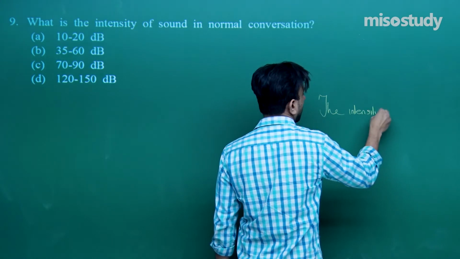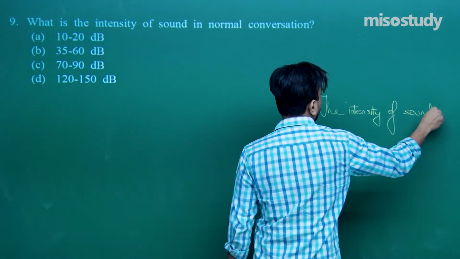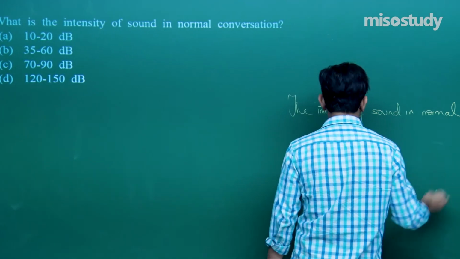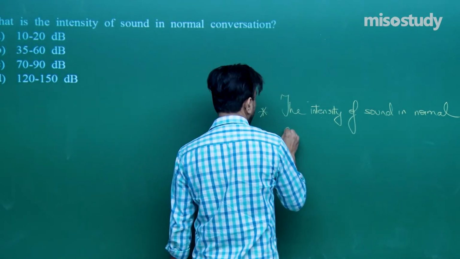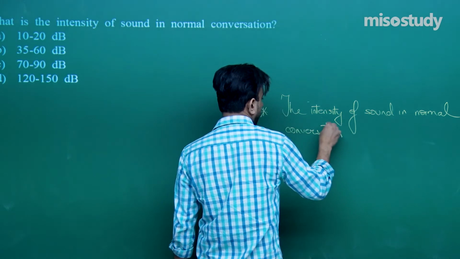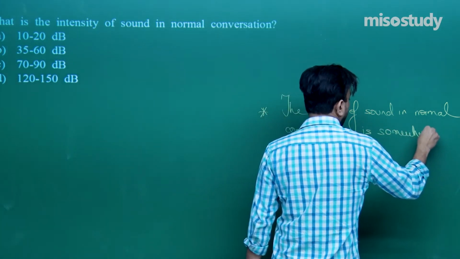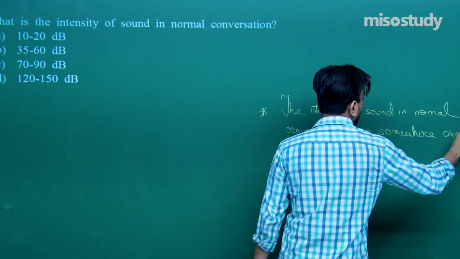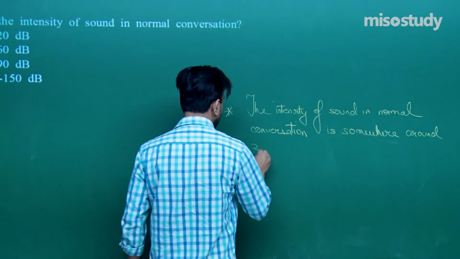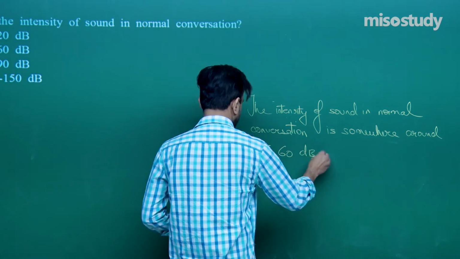The intensity of sound in normal conversation is somewhere around 35 to 60 decibel.